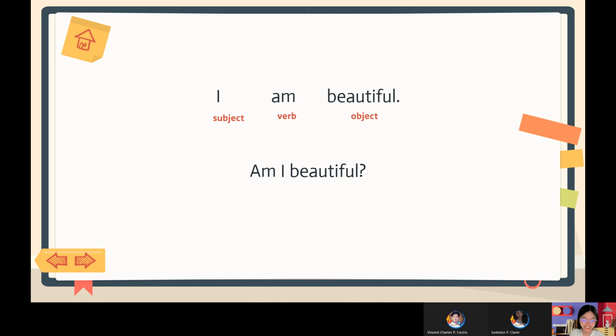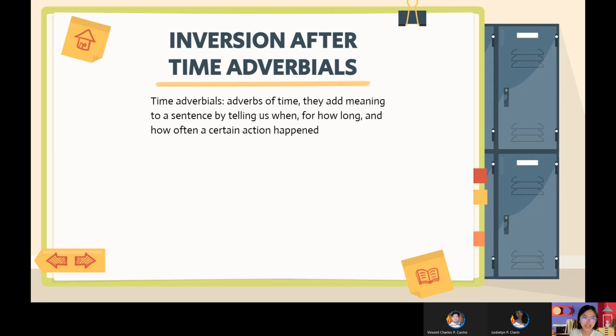Correct. So next we have here inversion after time adverbials. Since we are clear with the process of word inversion, let's make it a bit more challenging by doing inversion after these time adverbials. But first, what are time adverbials? They are adverbs of time. They add meaning to a sentence by telling us when, for how long, and how often a certain action happened. Examples of it are no sooner and never before.